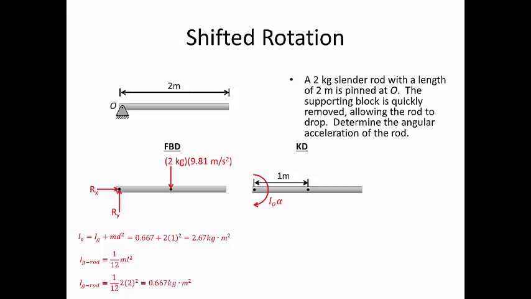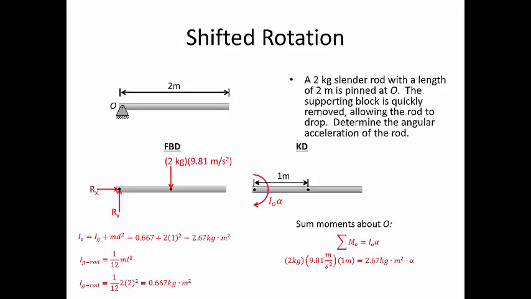Knowing the mass moment of inertia about point O, we can now write our equation to find what our angular acceleration is. We're going to use a moment equation to calculate what our angular acceleration is. So we sum our moments about the point O. This eliminates the reaction forces from the problem. The sum of the moments about O is equal to our mass moment of inertia about O times our angular acceleration.